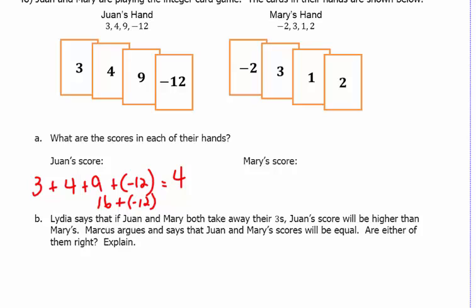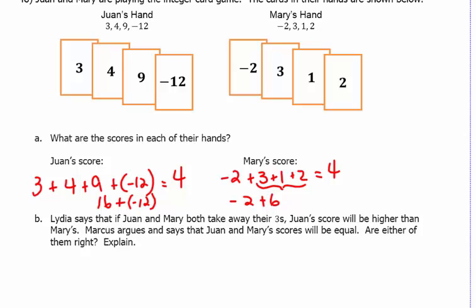So that's Juan's score. Mary's is negative 2 plus 3 plus 1 plus 2. So I'm going to add all these together because they're the same. So negative 2 plus 6. And this also is 4.